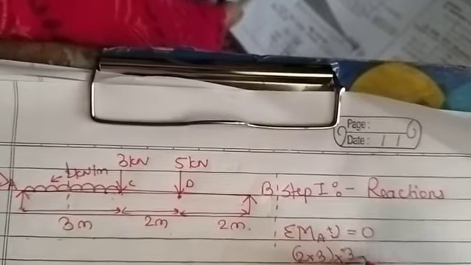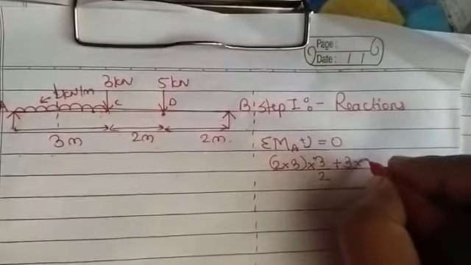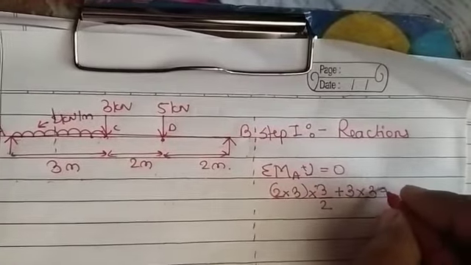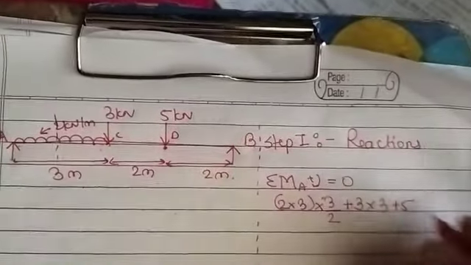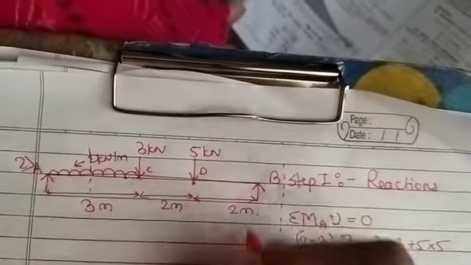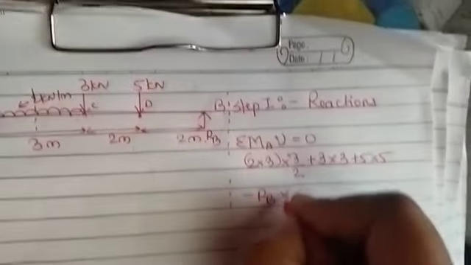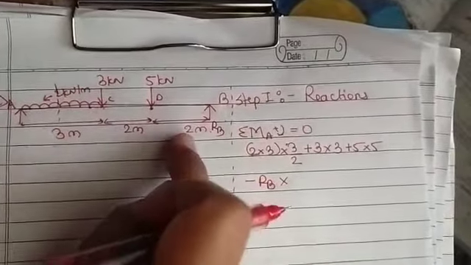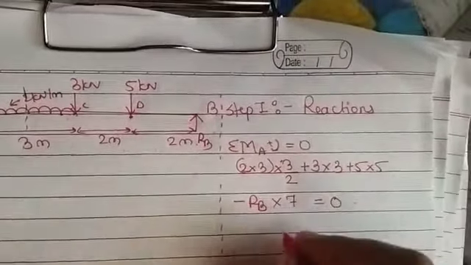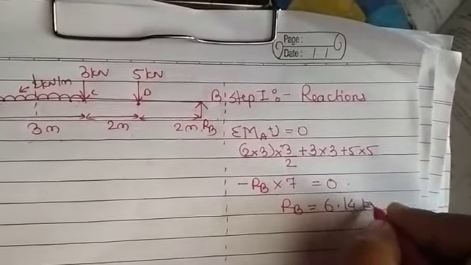Second, the 3 kilonewton force, again it is clockwise. So 3 into the perpendicular distance, 3 meter. Next, 5 kilonewton, again rotating in the clockwise direction, so positive 5 into the distance 5 meter. And this RB is rotating in the anti-clockwise direction, so minus RB into the distance 3 plus 2 is 5, 5 plus 2 is 7 meter, equal to 0. From this equation, RB will be equal to 6.14 kilonewton.